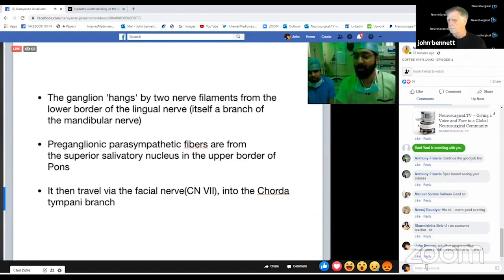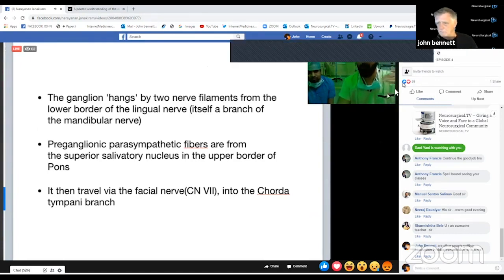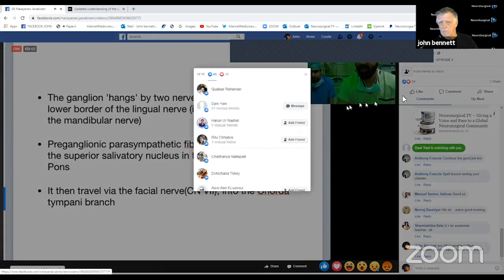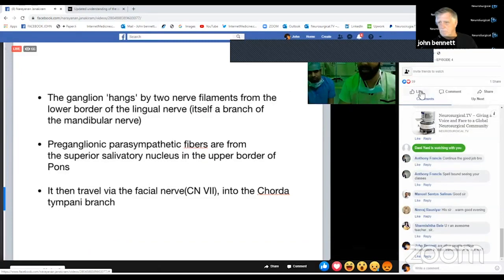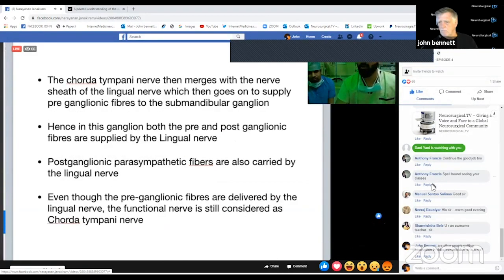The preganglionic parasympathetic fibers are from the superior salivatory nucleus in the upper border of the pons. So superior salivatory nucleus. It then travels via the facial nerve into the chorda tympani branch, and the chorda tympani then merges with the nerve sheath of the lingual nerve, which then goes on to supply the preganglionic fibers to the submandibular ganglion.